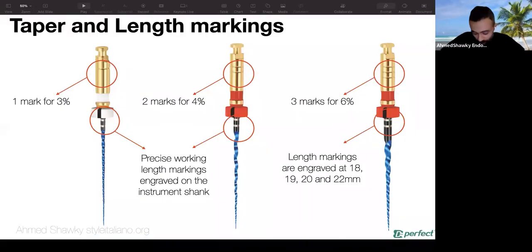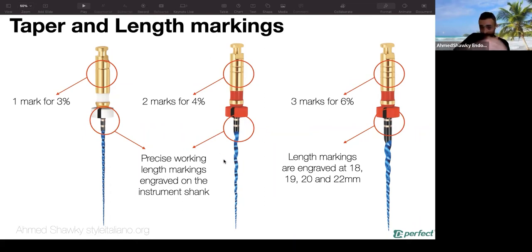Another advantage, which is not present in many files, is that we have taper and length marking on the files. So one mark is for 3%, two marks for 4%, three marks for 6%. Additionally, we have precise length markings that will mark the working length if it is 18, 19, 20, or 22. These are the marks on the file.